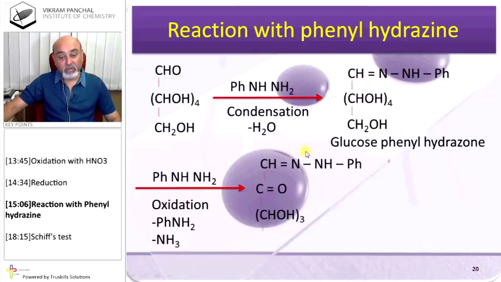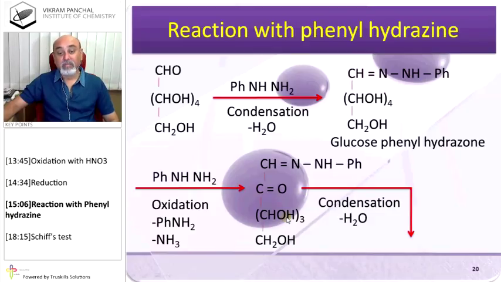So the second molecule of phenylhydrazine produces a C=O group in the hydrazone derivative of glucose. Once C=O is produced, definitely it will react again with phenylhydrazine. So here we have excess phenylhydrazine. So ultimately 3 molecules of phenylhydrazine react with glucose.